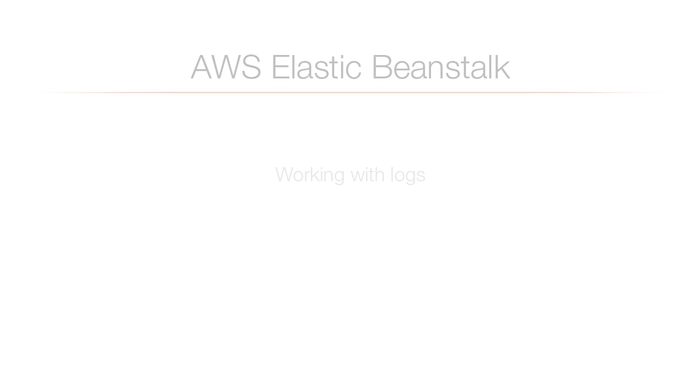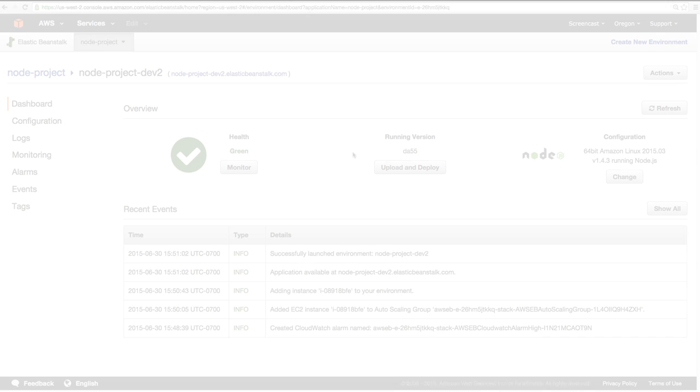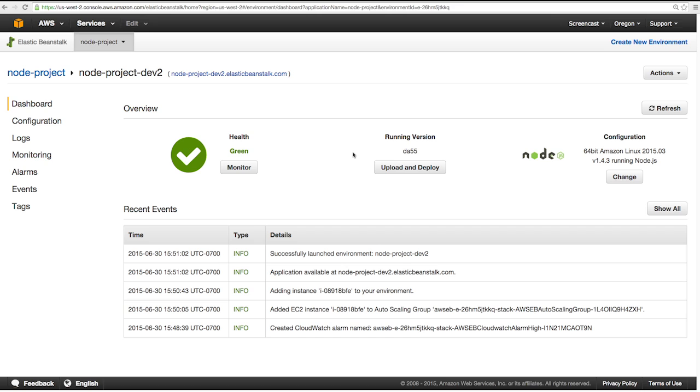There may come a time when you need to view your project's log files in order to troubleshoot an issue. Elastic Beanstalk automatically keeps logs for the underlying EC2 instance that runs your project. You can view them in the AWS console on the Elastic Beanstalk page, or optionally have them stored in an S3 bucket associated with the project.